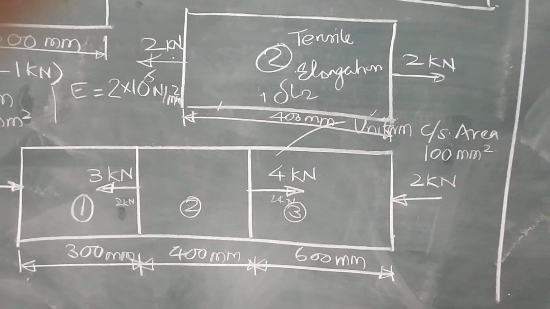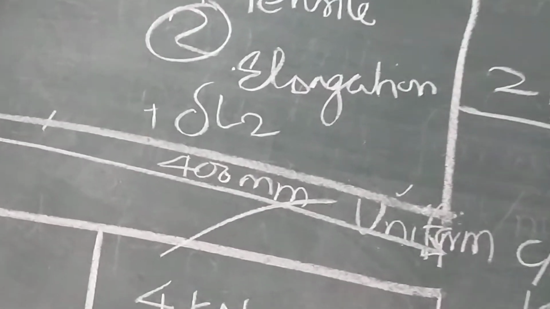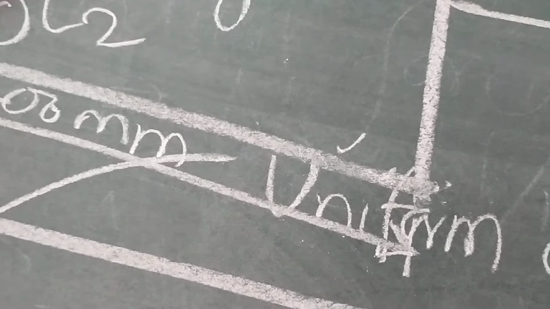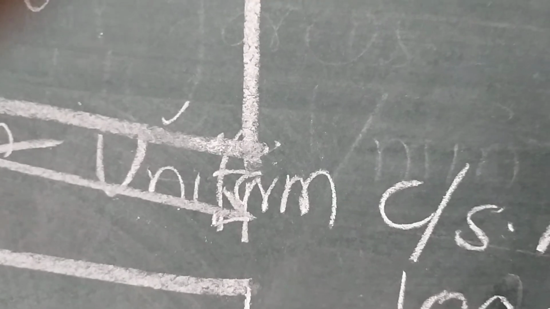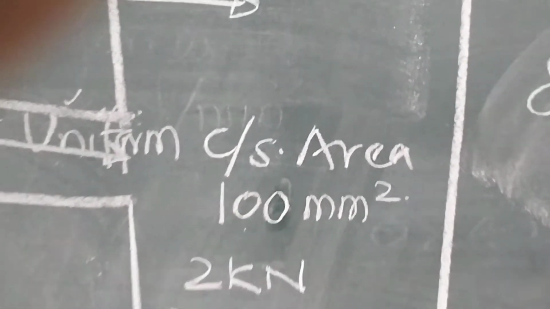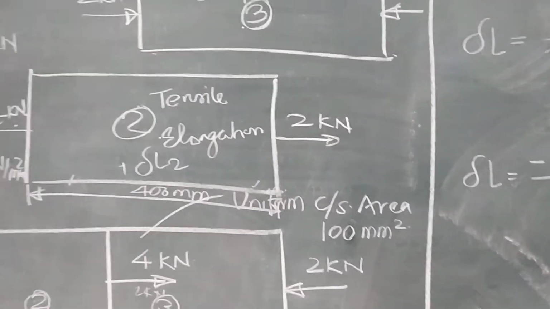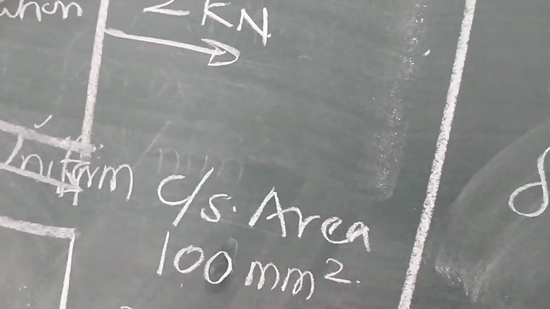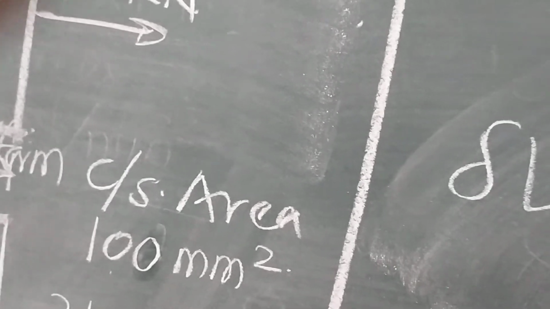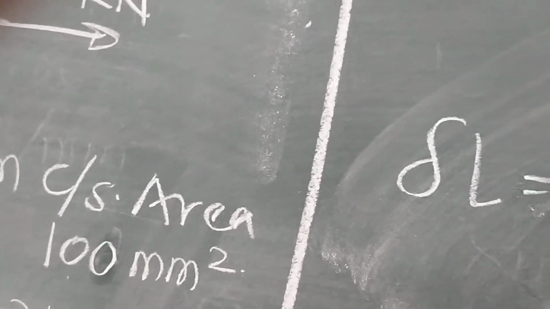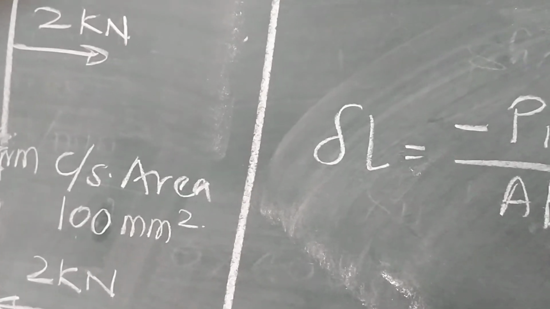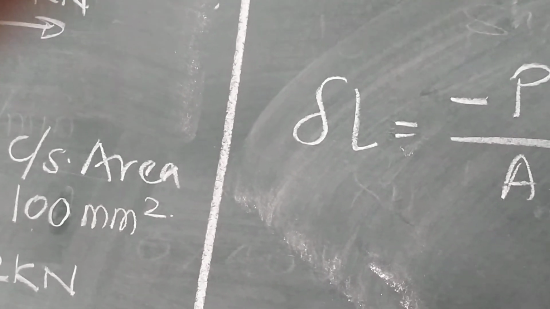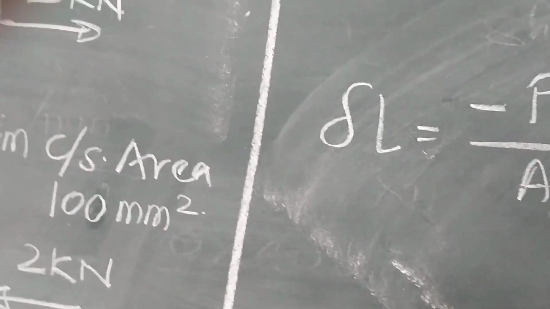Change in length is negative. So we can write down delta L as minus P1 L1 upon A E. I am not writing A1 because A1, A2, A3 are uniform. Plus P2 L2 upon A E minus, why minus? Let us say I am writing here plus, but minus P3 L3 because it is in compression in nature, upon A E.